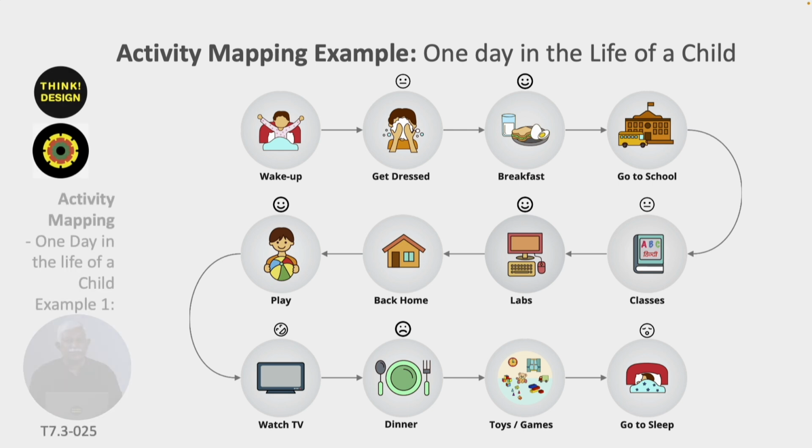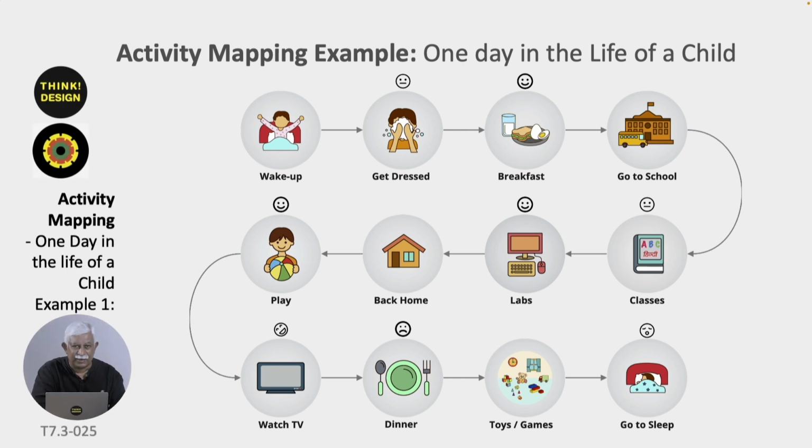So, this is one day in the life of a child. He wakes up, gets dressed, has breakfast, goes to school, then classes, then laboratories, back home, then play, then watches TV, dinner, plays toys and games, and goes off to sleep. Typical day in the life of a child. A bit of the emotions are also shown there, but at a glance you get the feel of what a child does.